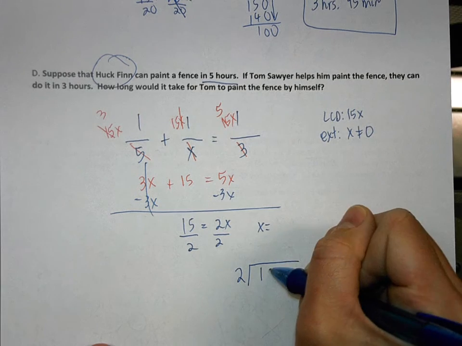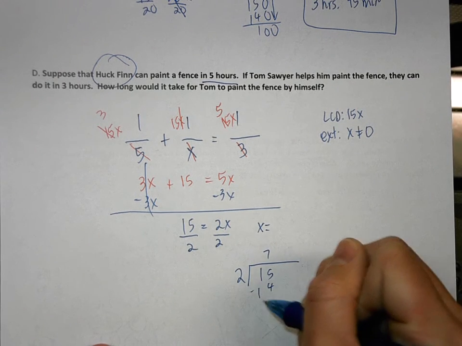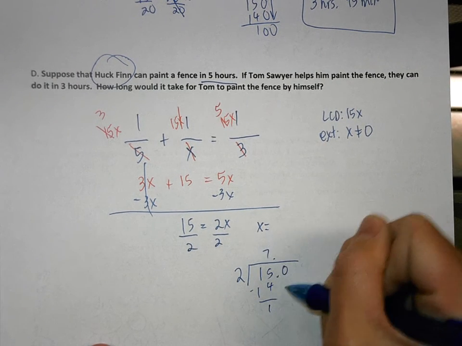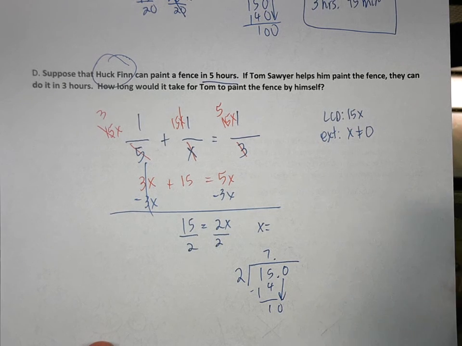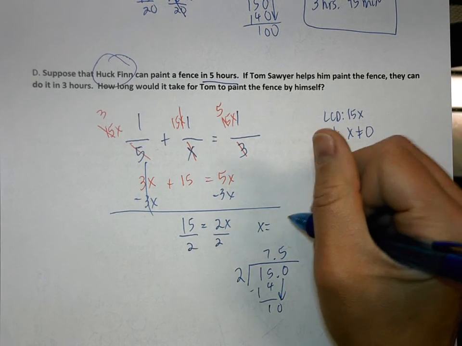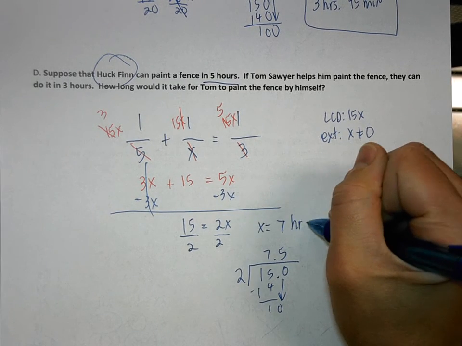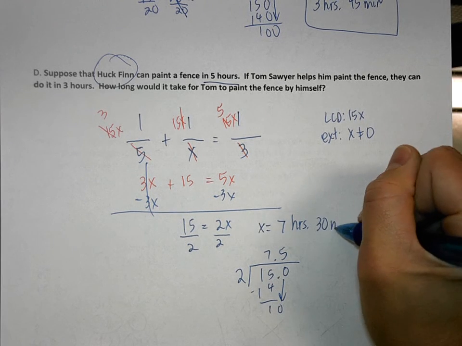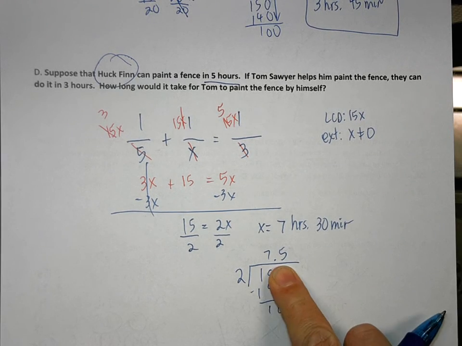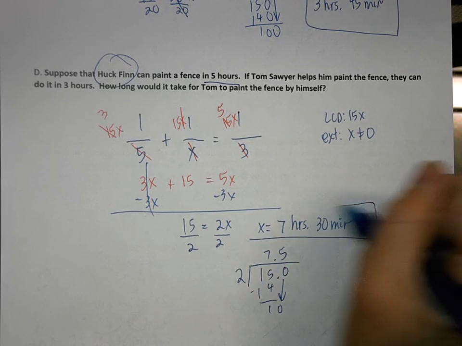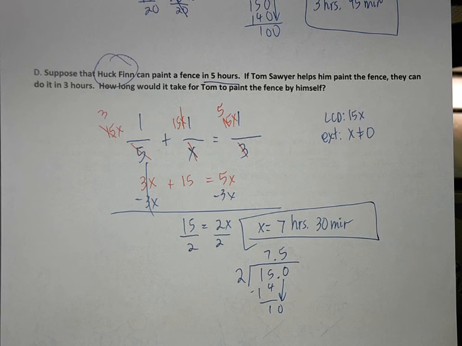When I divide 2 into 15, it goes in 7 times, which is 14. 1 left over, add a decimal and a 0. 2 goes into 10 5 times. And we are so smart that we know that means 7 hours and 30 minutes, because 0.5 is half an hour. We know half an hour is 30 minutes. So we didn't even have to do anything else. But if we multiplied 0.5 times 0.6, it makes 0.30, which is 30 minutes. Questions?